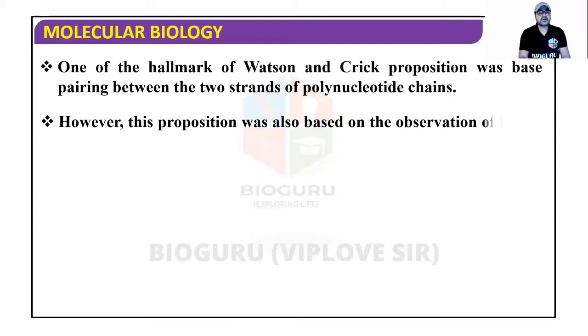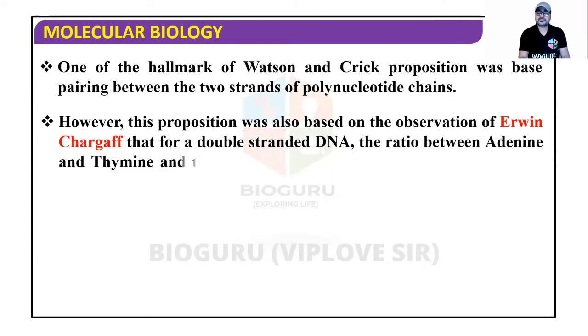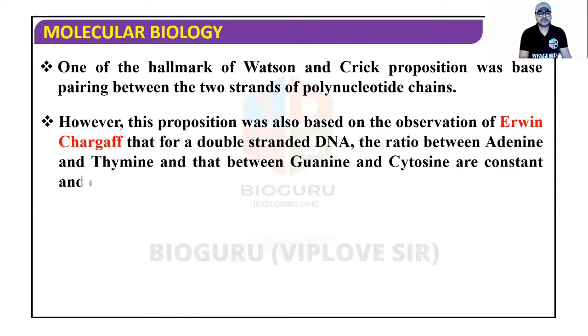One of the hallmarks of Watson and Crick's proposition was base pairing between the two strands of the polynucleotide chain. Base pairing: A will pair with T, T with A, G with C, and C with G. However, this proposition was also based on the observation of Erwin Chargaff that for a double-stranded DNA, the ratio between adenine and thymine and that between guanine and cytosine are constant and each equals 1.